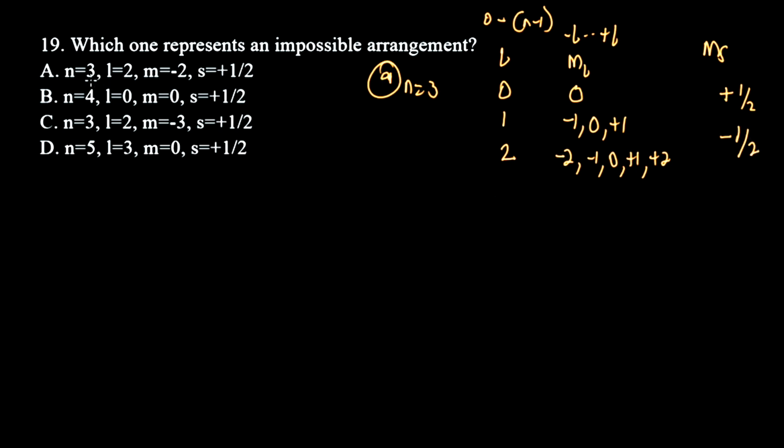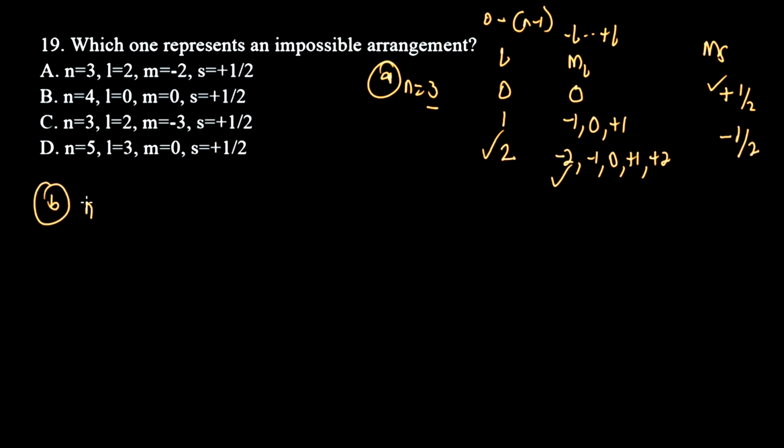So looking at the first option here, we have 3. Yeah, that's possible. We have L is 2, so that is also possible. We have m equals minus 2, so this is also possible. And we have this, so this is also possible. So this is possible, it's not impossible. So let's look at option B.